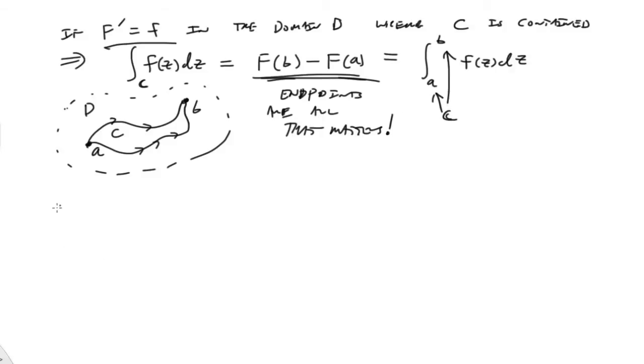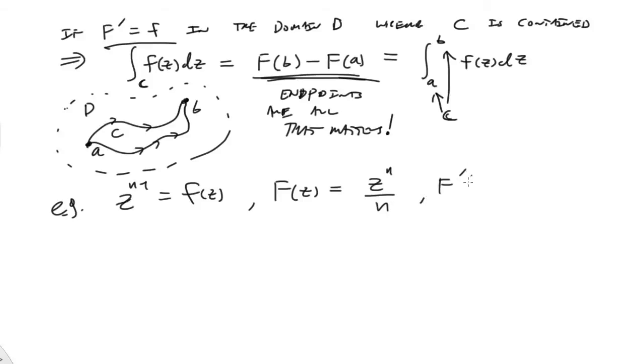So let's of course go to an example. We've already seen this, that of z to the n minus 1. All right, if that's equal to our f of z, we know that capital F, the antiderivative, is just going to be z to the n over n. All right, because F prime of z is equal to n times z to the n minus 1 over n. Those cancel, we get z to the n minus 1.